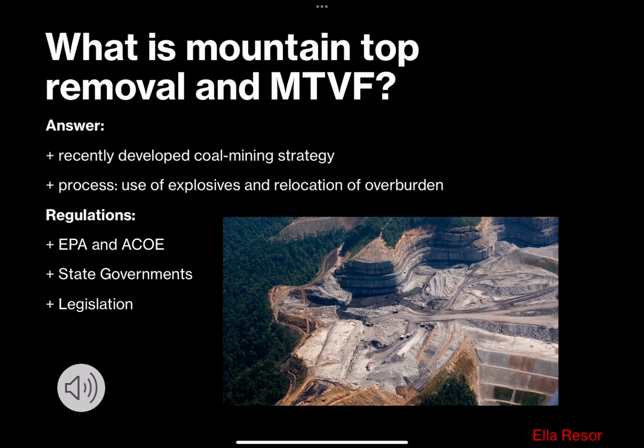This relatively new type of mining is regulated by the Environmental Protection Agency and the Army Corps of Engineers, as well as the Environmental and Natural Resources Departments of state governments. Major federal legislation that is involved in the regulation of MTVF includes the Surface Mining Control and Reclamation Act and the Clean Water Act.